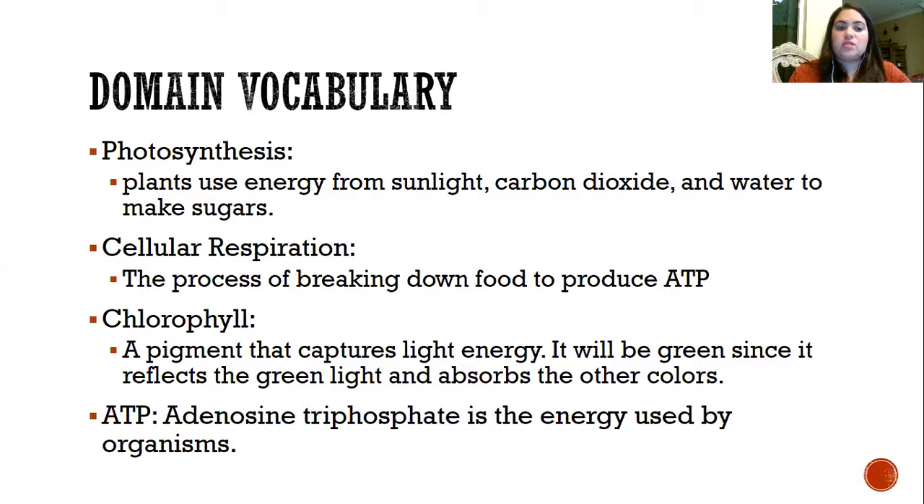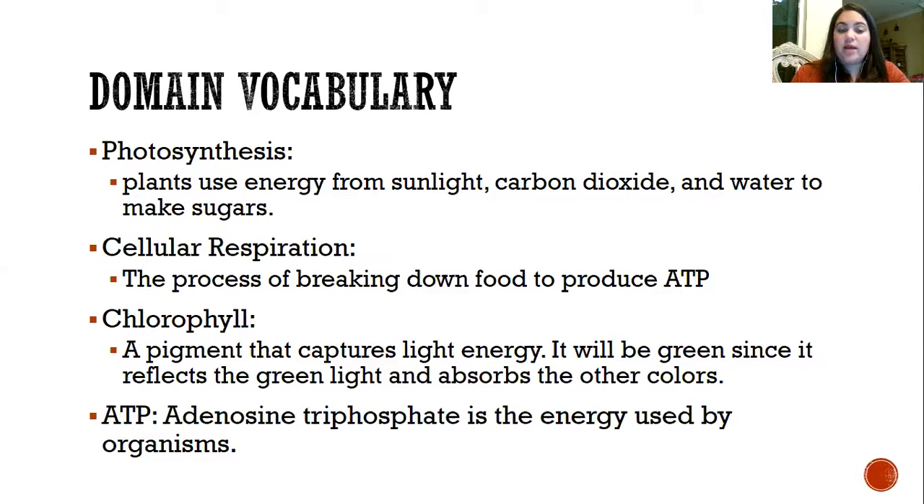In photosynthesis, plants use energy from sunlight, carbon dioxide, and water to make sugar, or a carbohydrate. A carbohydrate is a carbon with a hydrogen and an oxygen. Cellular respiration is the process of breaking down food to produce the ATP molecule. We break down our food, create chemical energy, and produce ATP, which in turn gives us the energy needed for the day.